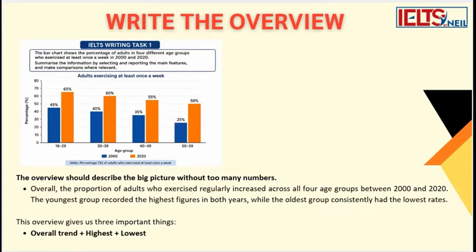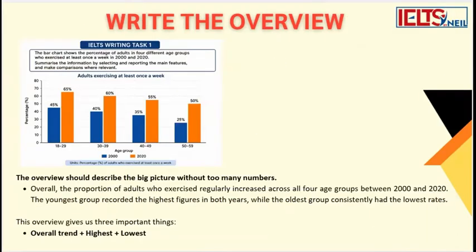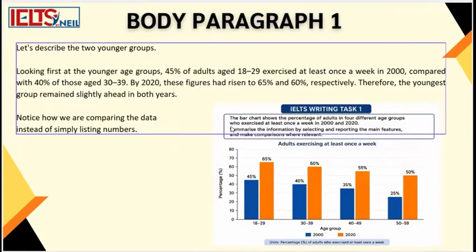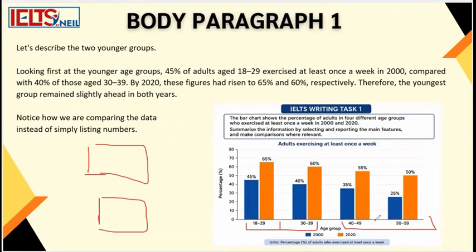Now, going back to the structure again. So we are done with the introduction, done with the overall. Now, to 2 body paragraphs. Whenever you are making 2 body paragraphs, the first thing is that you divide the data into 2 parts. So, for example, here we can see we are given 4 age groups. So maybe we can talk about the first 2 age groups in the first body, and these 2 age groups in the second body. Why do we want to divide the data? To make it more organized.